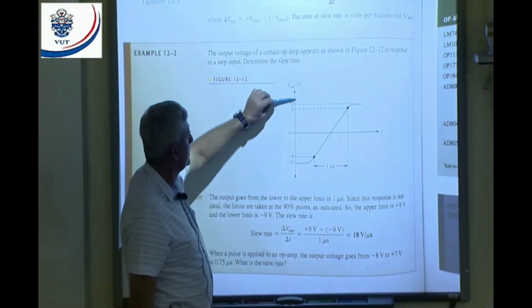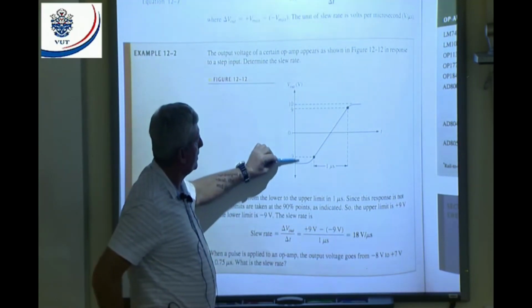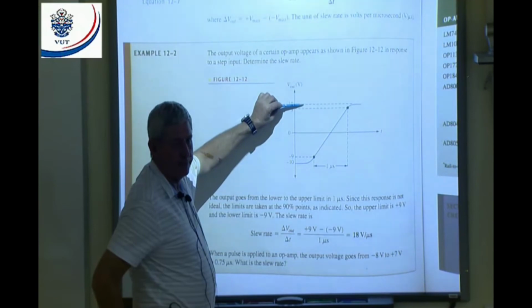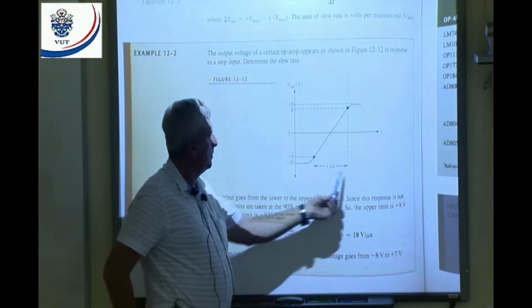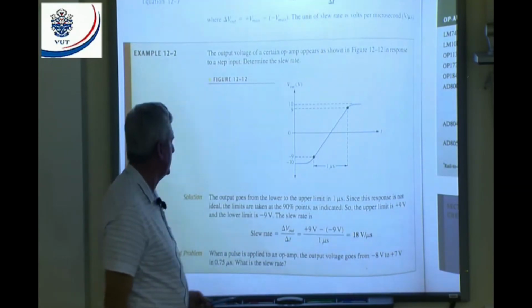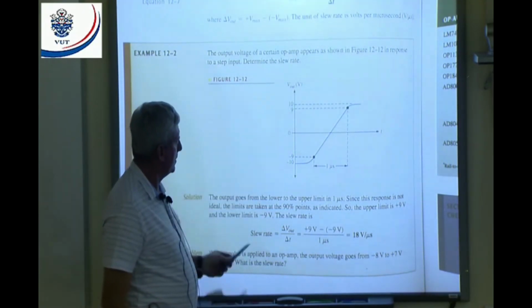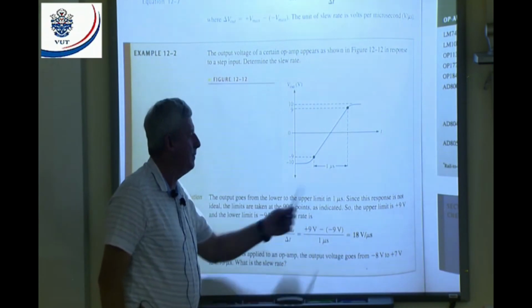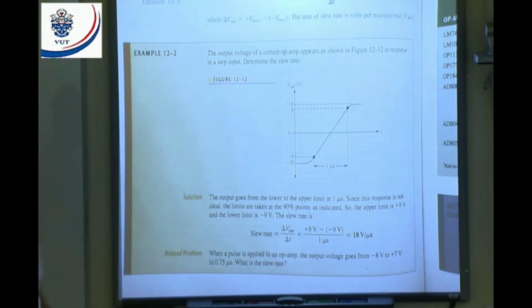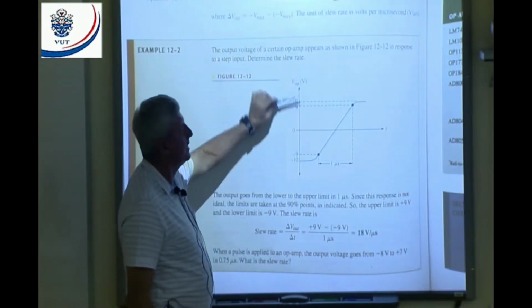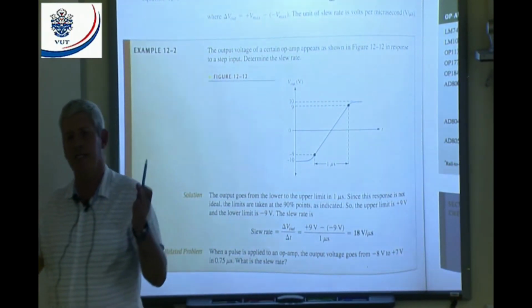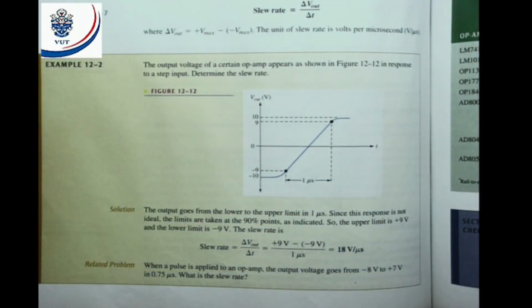Now, here you can see this thing goes from minus 10 to plus 10. But that's why we go 10% up and we go 10% down. And from there to there, that is my time, 1 microsecond. And the voltage varies from plus 9 to minus 9, or minus 9 to plus 9. That means plus 9 minus minus 9, and a minus times a minus will give me a positive. That will give me a total of 18 volts. The change in voltage is 18 volts. The change in time is 1 microsecond. That means 18 volts divided by 1 microsecond is 18 volts per microsecond. That is my slew rate.